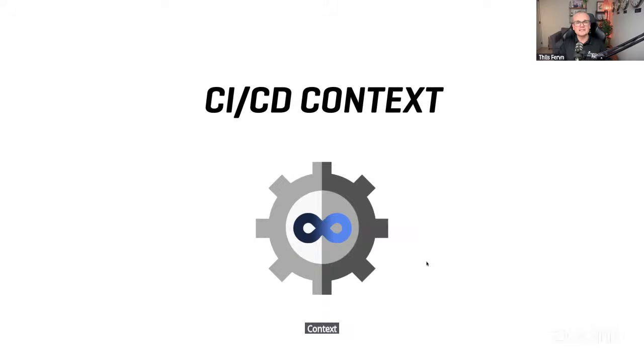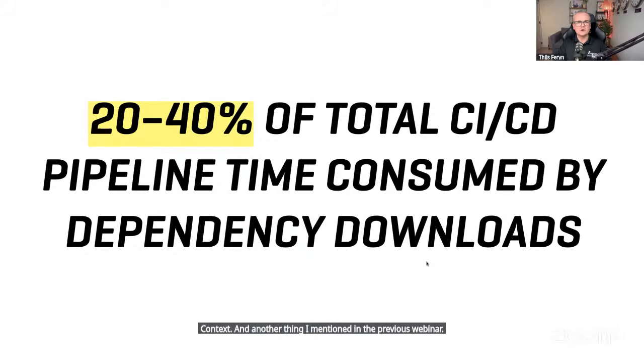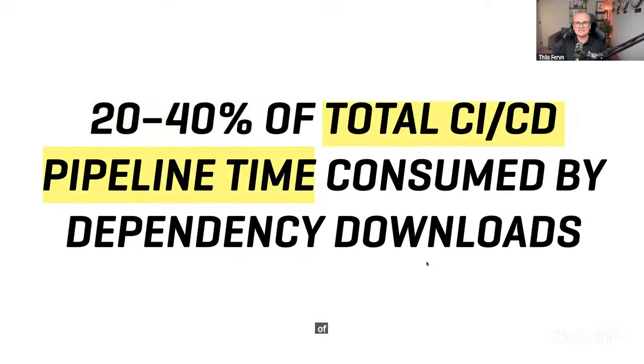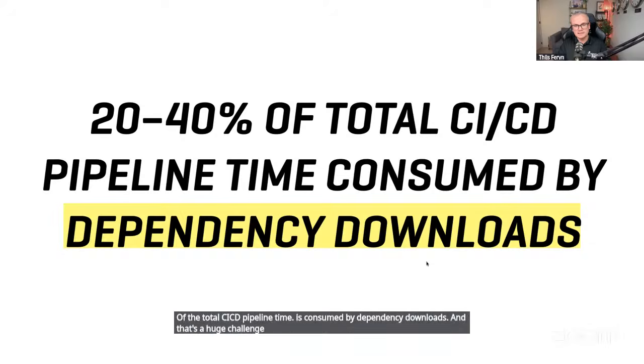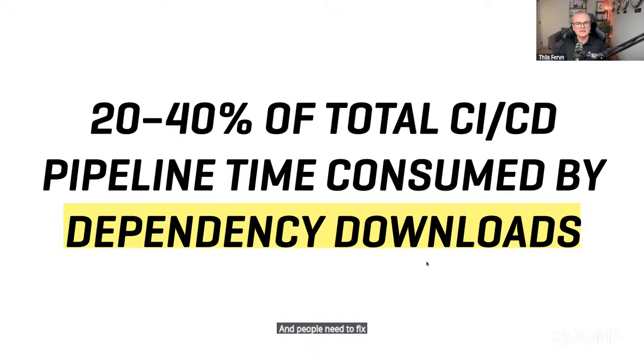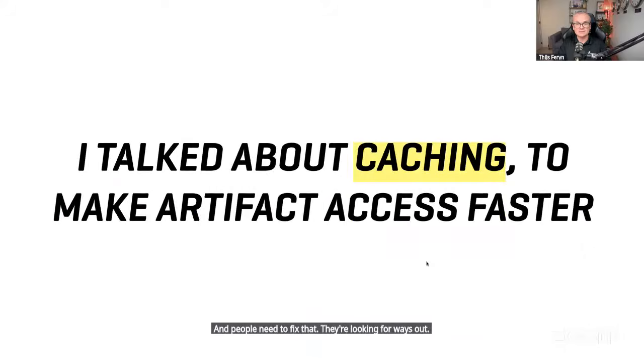And another thing I mentioned in the previous webinar, here's a quote, is that between 20 and 40% of the total CI/CD pipeline time is consumed by dependency downloads. And that's a huge challenge. It's a problem, and people need to fix that. They're looking for ways out. And I talked about caching as a solution to that, to make it faster.